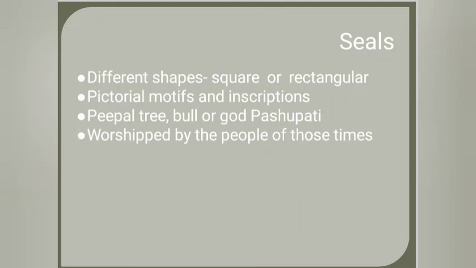And most of the seals have either a bull, a peepal tree or a god, which is widely believed to be Pashupati. So as we have seen in the religious beliefs, people used to worship the bull, the peepal tree and Pashupati as god, right? So on the seals also we could find the pictorial representation of these gods. They convey that all these three would have been worshipped by the people of those times. So, by looking at the seals, we could come to know that people worshipped all these three gods.